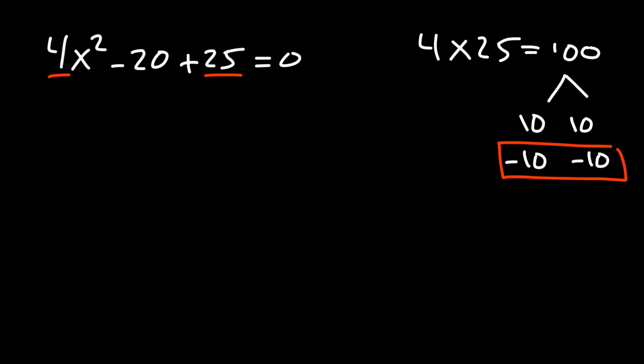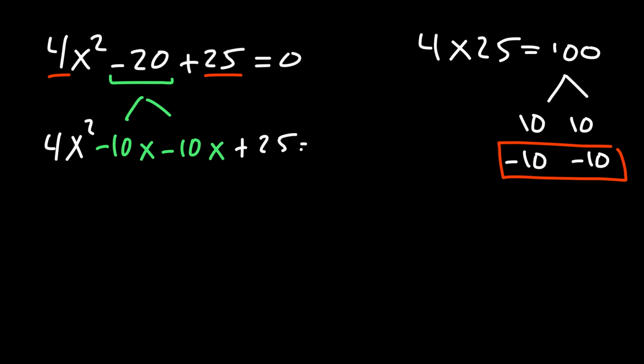So the next step is to split the middle term using the numbers which we found. So we have minus 10x minus 10x. And the remaining terms, we'll write them as they are. So 4x squared plus 25 equal to 0. Next, I should factor by grouping. This is the first group and this is the second group.